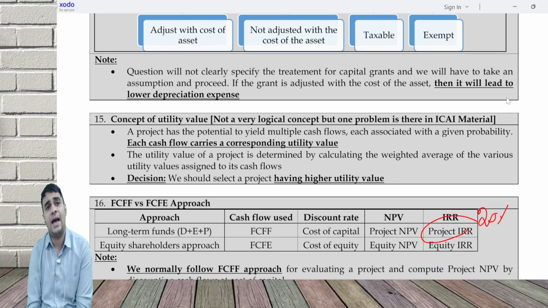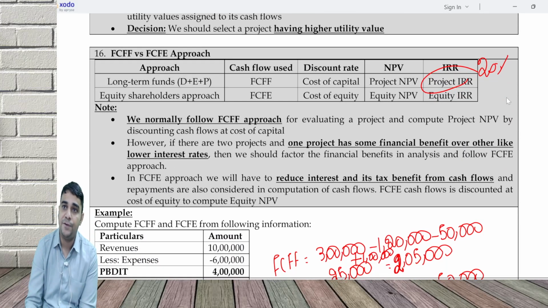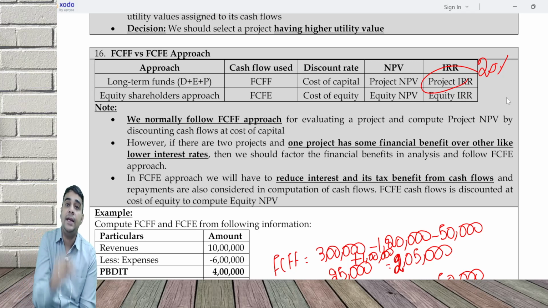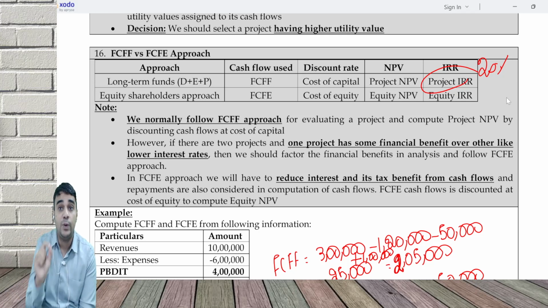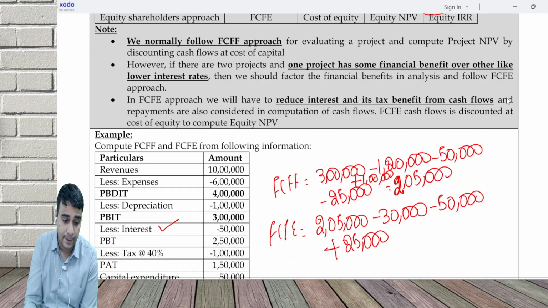Utility value, weighted average of the various possible utility values with probability being the assigned weight. Select a project which has higher utility value. FCFF versus FCFE approach. FCFF approach basically says ignore the reward paid to debt, equity, and preference. FCFE says ignore the reward paid only to equity guy. FCFF approach is discounted at KO to get project NPV, project IRR. FCFE is discounted at KE to get equity NPV and equity IRR.